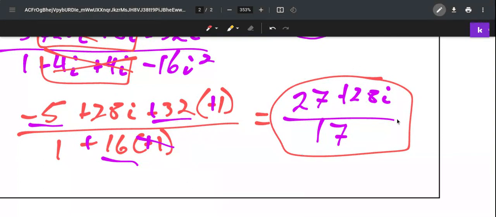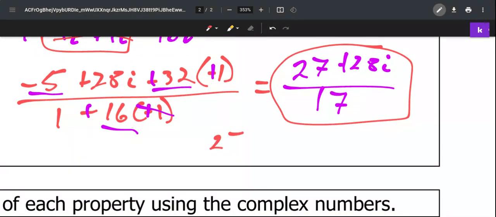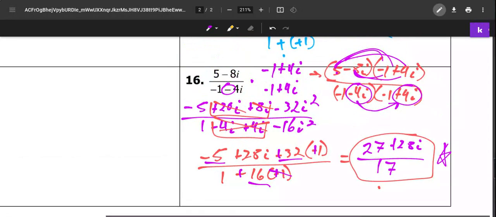Because if I split this up, here's how it would look. 27 over 17 plus 28i over 17. And there's just nothing that I can do with that. So I don't go any further. I just leave it like this.